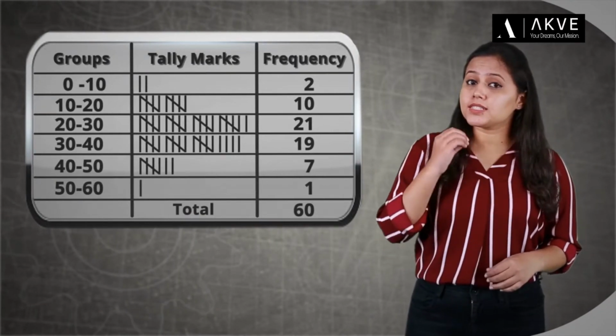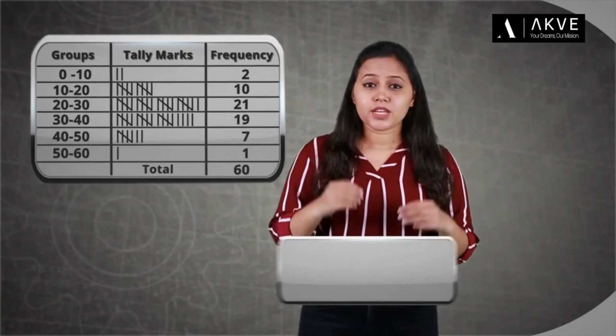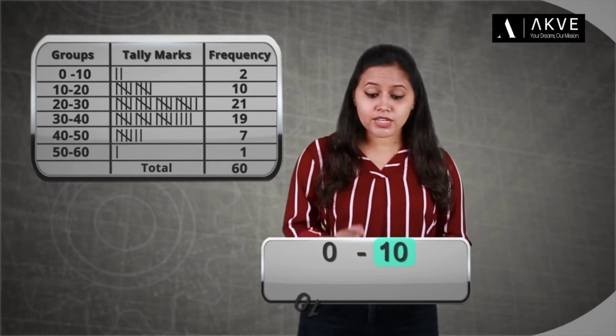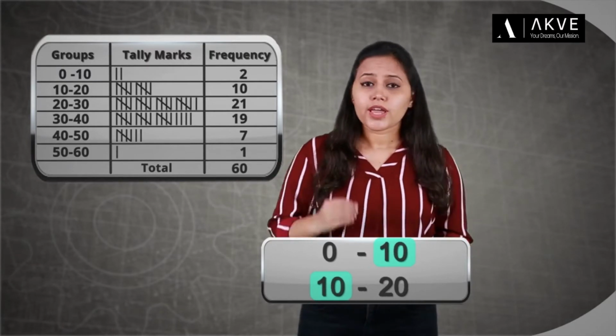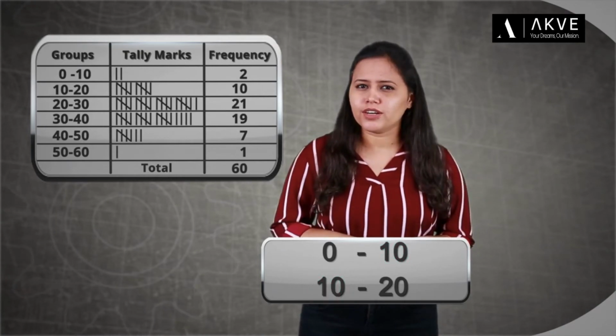Now, there is a very important thing to note about class intervals. We can see that some numbers occur in 2 classes, like 10. It occurs in class interval 0 to 10 and also in class interval 10 to 20. So, if a child scored 10 marks, under which class shall we record it?